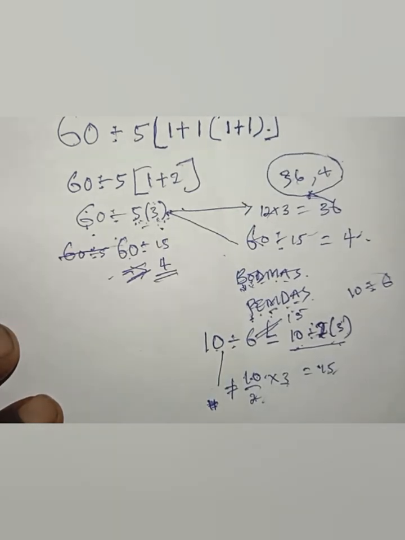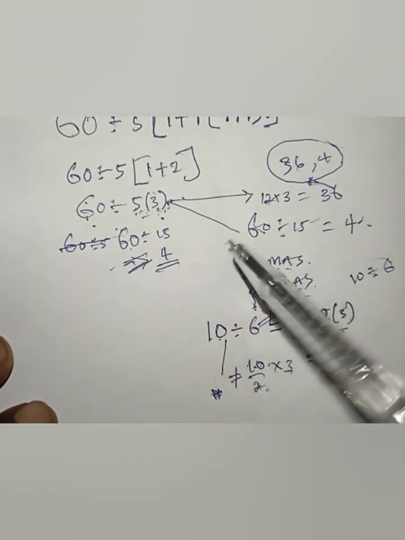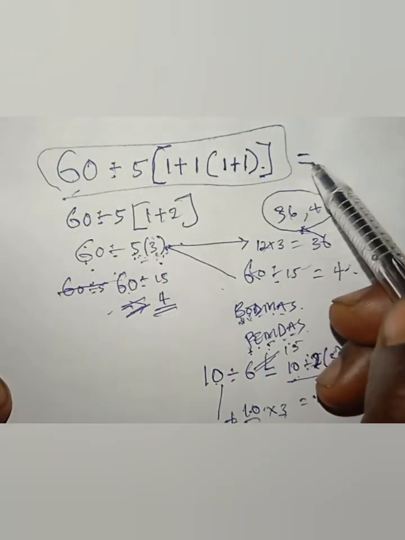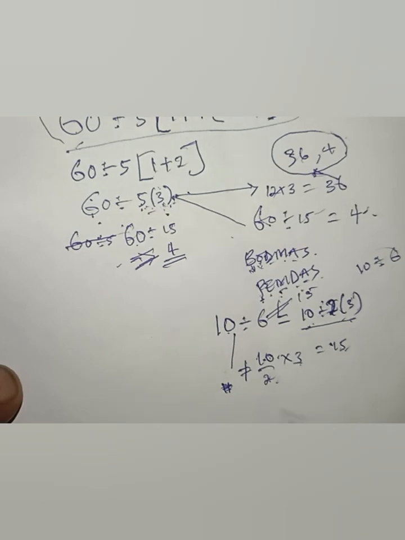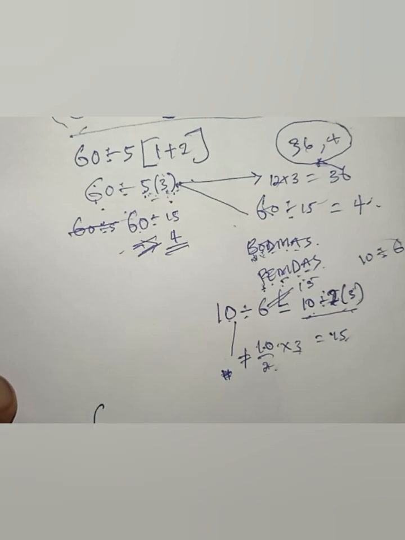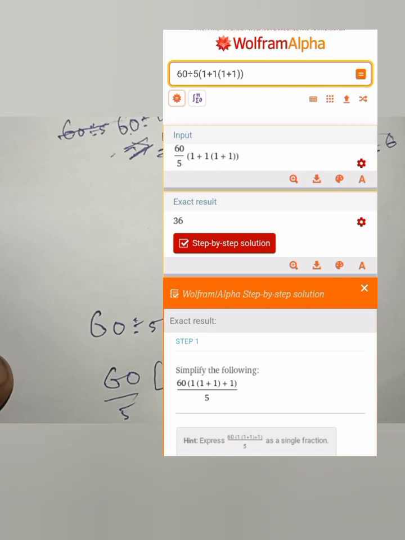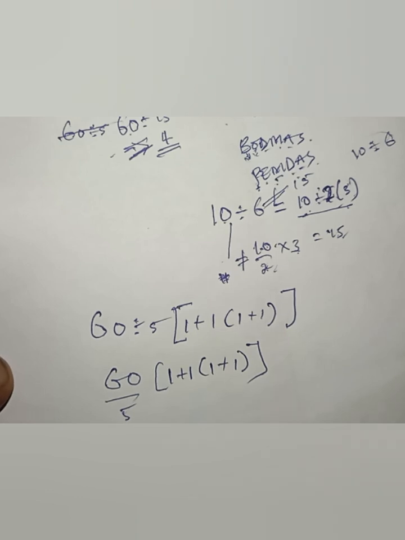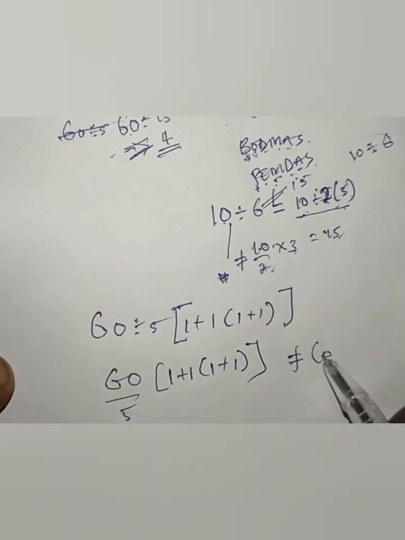And of course, when you go over to maybe Wolfram Alpha.com, you're going to see that if you punch this expression in right there, the answer is 36. But I wanted to check something. If you also go through the step-by-step solution right there, you are going to see that the way they solved this was they presented this question as 60 divided by 5 into 1 plus 1. This is how they presented it. And of course this is not equal to what we have right here, logically speaking.